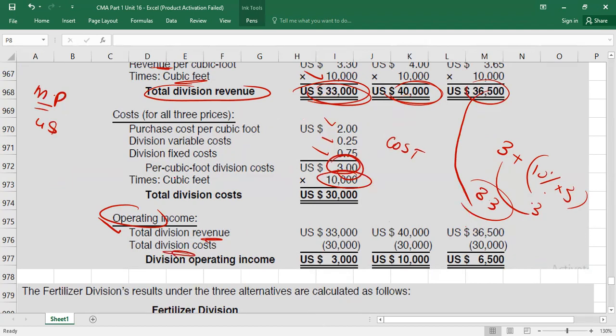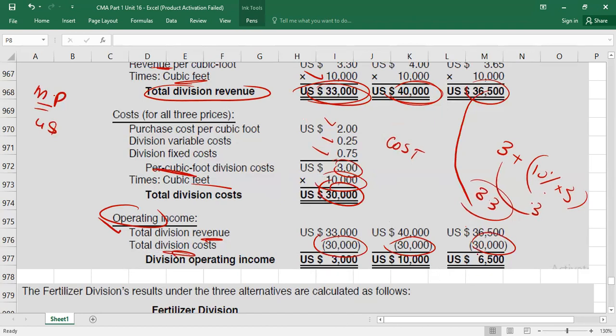Obviously, cost is what? So our per cubic feet cost was how much? $3 per cubic feet. And how many cubic feet we are selling? 10,000. If I take 10,000 times $3, which is cost, it will give you cost for 10,000 cubic feet. And under each option, this is not going to change. Right or wrong? So we have a cost of 30,000. We deduct 30,000.